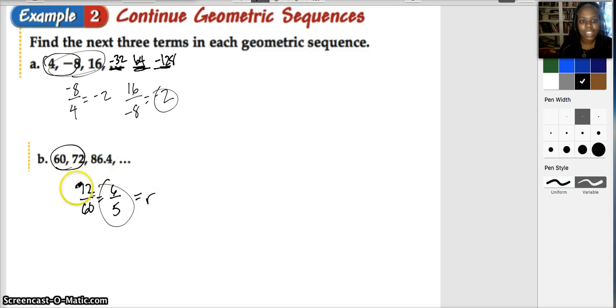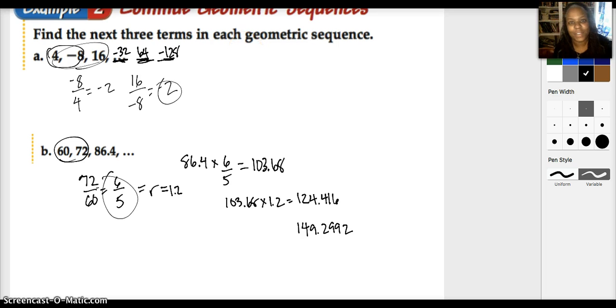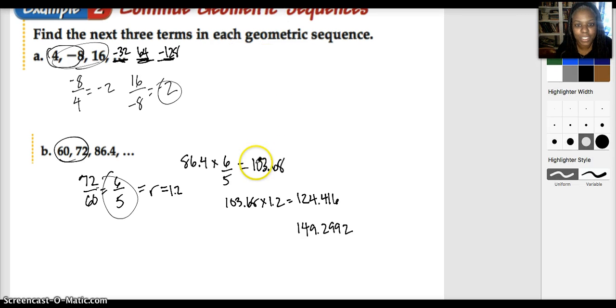And so what I do is I'm going to multiply each next term by 6/5. Oh, I can't avoid the fraction that long, right? Because of the decimal, I've got 86.4 times 6/5. And so when I do that, I took the liberty of doing some calculations behind the scenes.